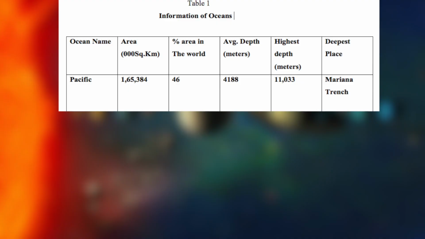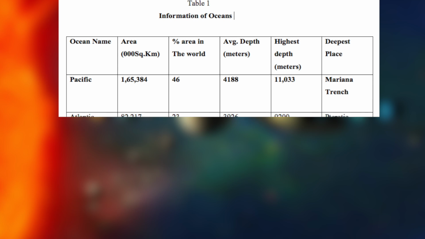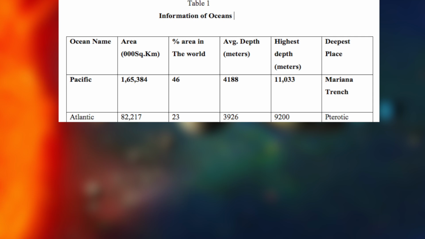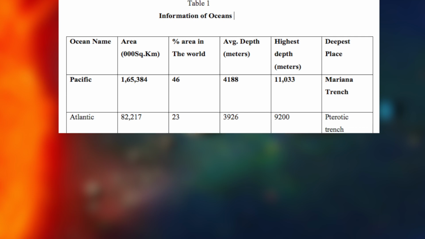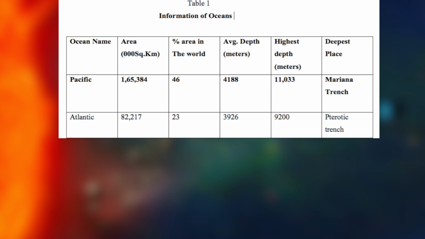The following table provides the information about the major seas on the Earth. Table 1 provides the information of the ocean. The Pacific Ocean is the largest ocean on the Earth's surface. It covers 46% of the world ocean area. The average depth of the Pacific Ocean is 4188 meters. The highest depth is 11,033 meters and the deepest trench is the Marianas Trench.